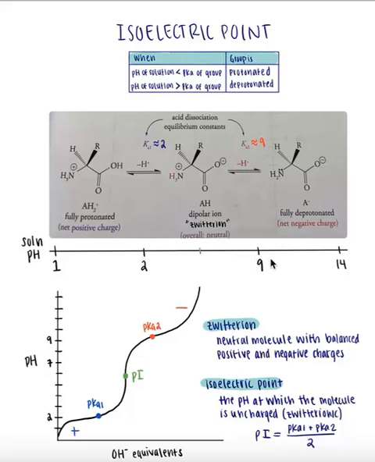So once I'm above 9, now the pH of my solution is greater than that second group on the amino acid, which is the amino group. And so we're going to lose another hydrogen, and now this becomes NH2, which is neutral. The carboxylic group is still deprotonated, and so that has a negative charge. So now overall, we are fully deprotonated, and we have a net negative charge. So that's how we're going to be walking through these. We're going to increase our pH and see how that increase affects each group.